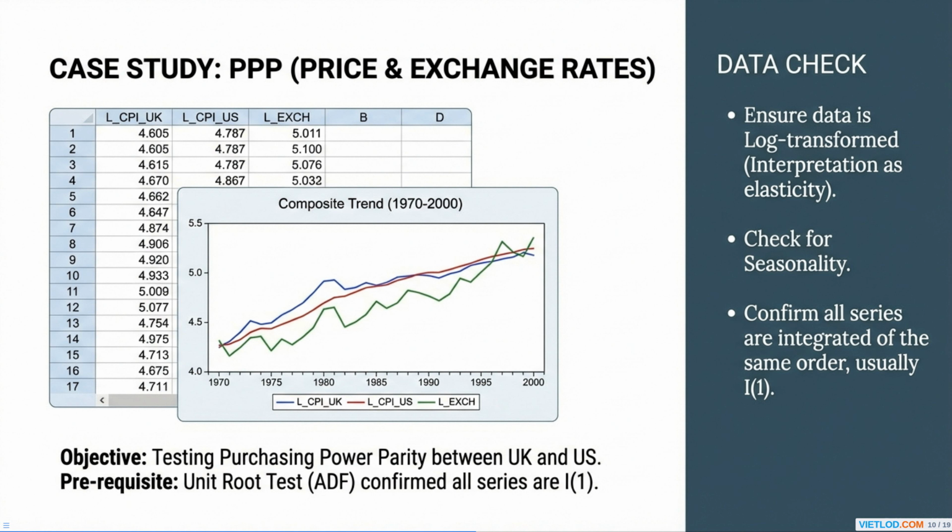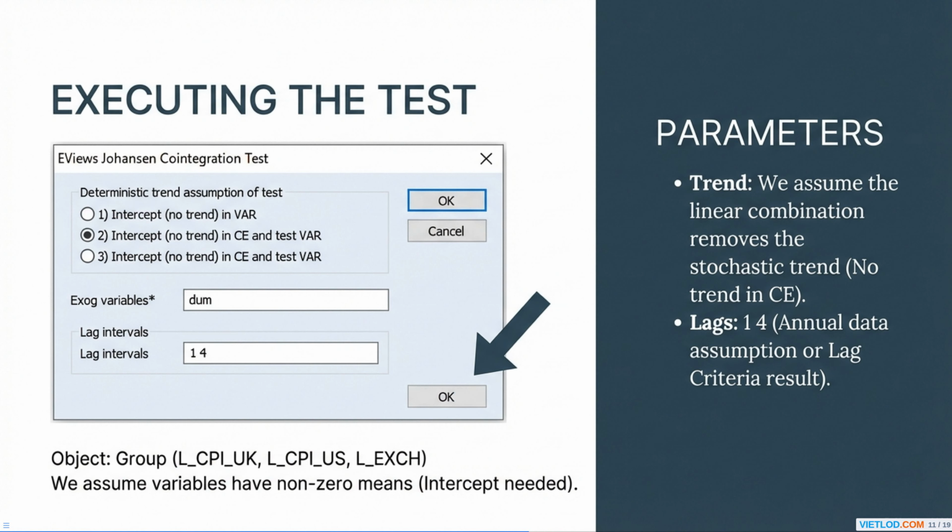This slide presents a case study on purchasing power parity, or PPP, focusing on the relationship between price levels and exchange rates for the UK and US. The objective is to test the purchasing power parity between the UK and US. A critical prerequisite, confirmed by an augmented Dickey-Fuller (ADF) unit root test, is that all series are integrated of order 1, or I(1). For data checks, we need to ensure the data is log transformed, which allows for interpretation as elasticity. We also need to check for seasonality and confirm that all series are integrated of the same order, usually I(1).